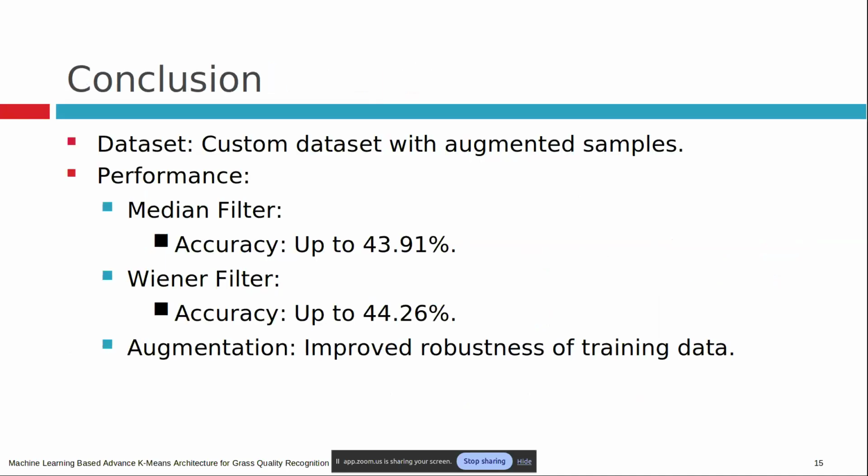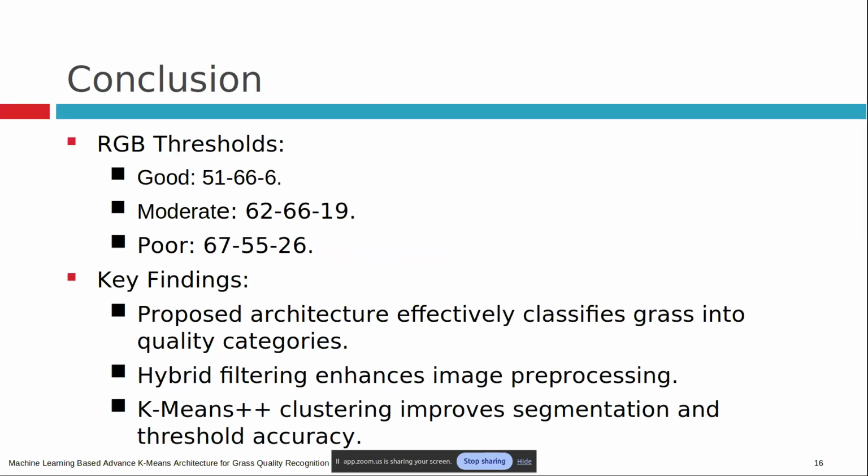This is the accuracy ratio for all the filters we received. For the median, it is 43 percent, Wiener, it is 44 percent. And we finalize the RGB threshold value for the good quality of grass, moderated quality of grass, and the poor quality of grass.